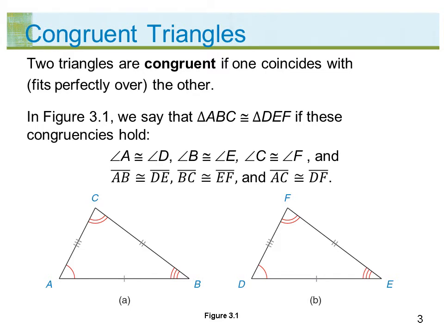Angle A is congruent to angle D. Angle B is congruent to angle E. Angle C is congruent to angle F. And line segment AB is congruent to line segment DE. Line segment BC is congruent to line segment EF. And line segment AC is congruent to line segment DF.